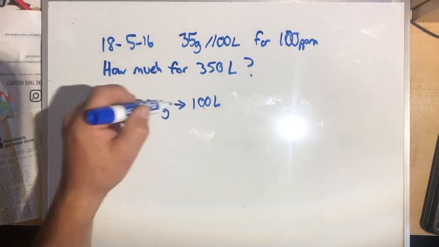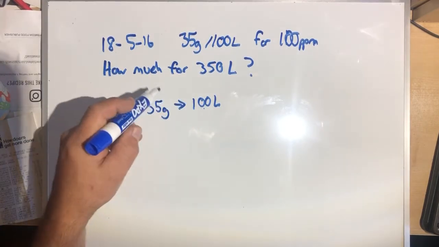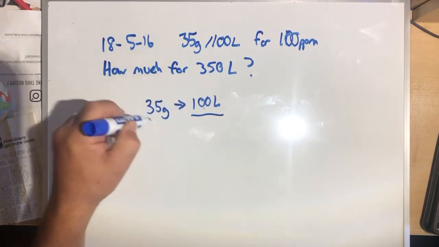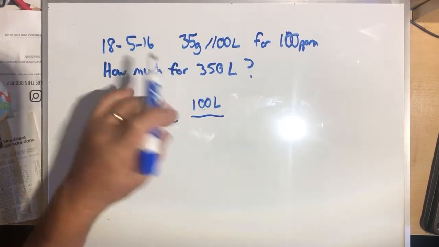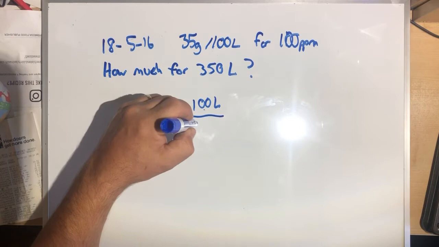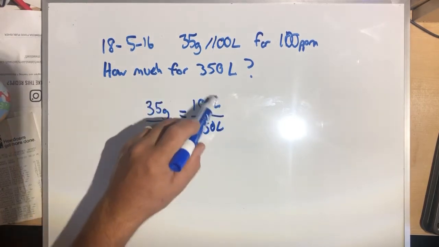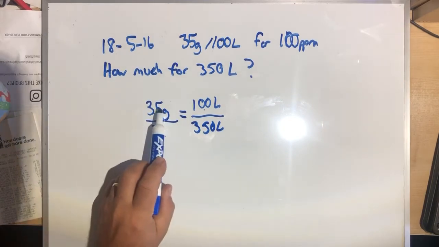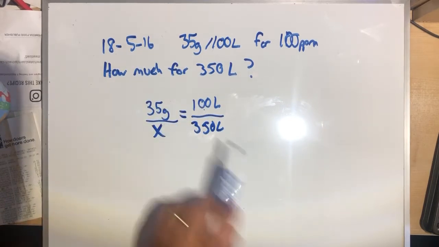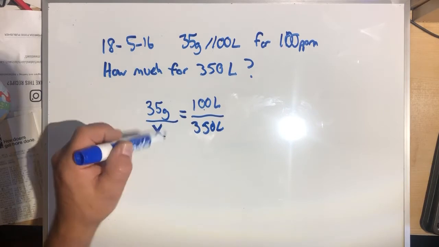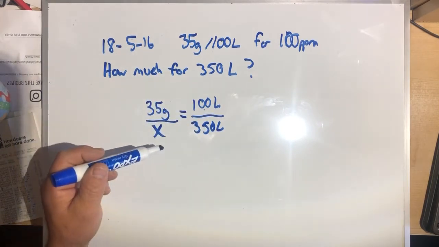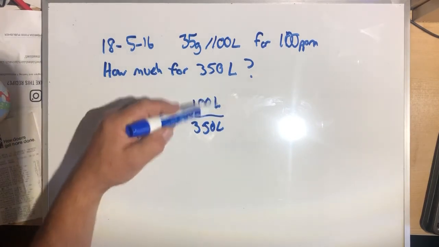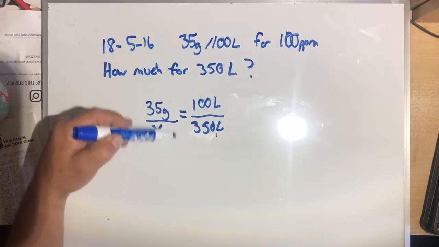What we can do is what I like to call solve for x. So we put a line and a line. We change this to equals. We put 350 liters underneath the other unit that's the same, and we put x here. So we know 35 grams for 100 liters is x for 350 liters. Now you can rearrange these types of ratios as long as the units are the same across, right?